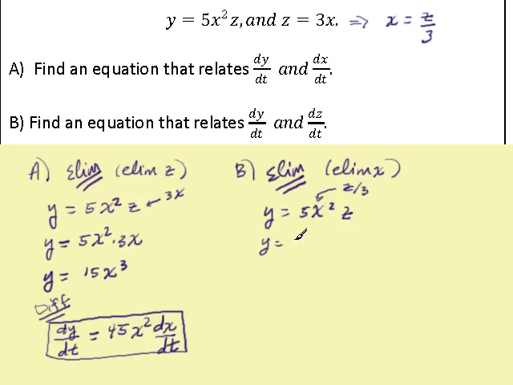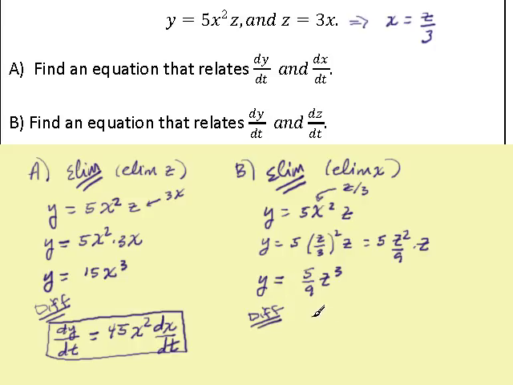Alright, so we have y is equal to 5 times (z over 3) squared times z. That's 5z squared over 9 times z. Okay, so that's y is equal to 5/9 z cubed. So here we have an equation relating y and z. So now we're ready to find an equation relating dy/dt and dz/dt, and that would be obtained by differentiating. So let's do that.